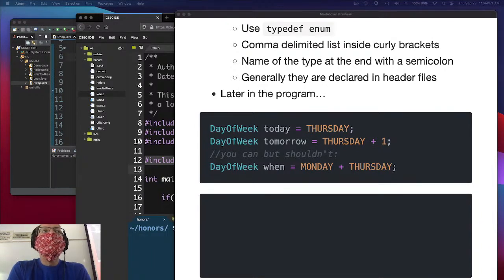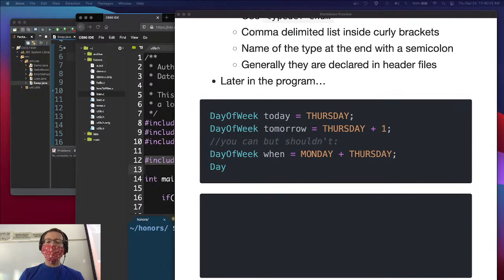Yeah, it's not, well, in this case, it's not a day, right? But it is actually valid. You can also do something like this. DayOfWeek when is equal to, say, today, which again is Thursday, plus 500. What's 500 days from today?